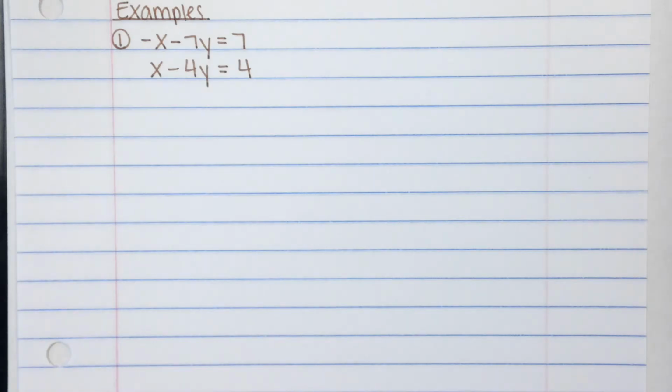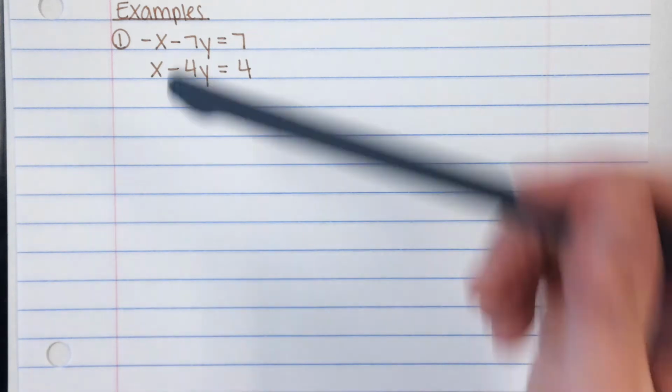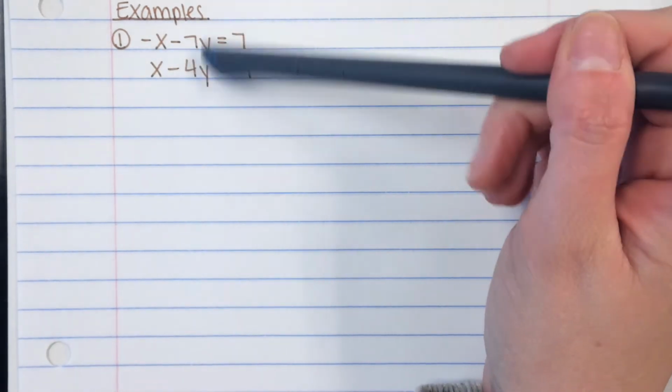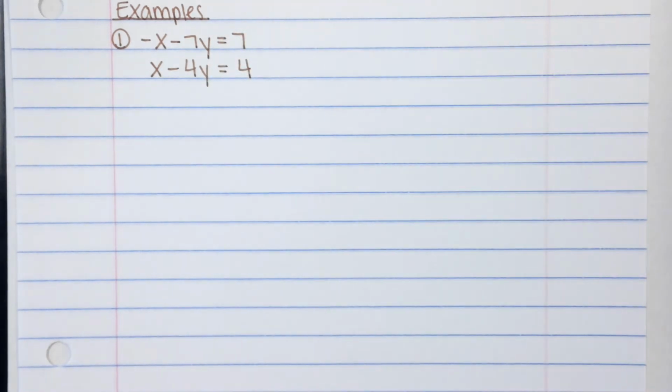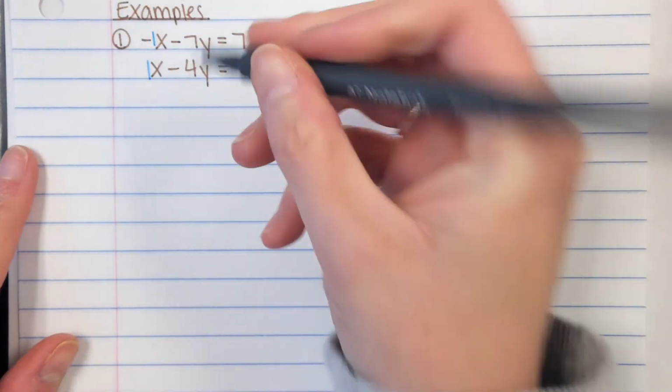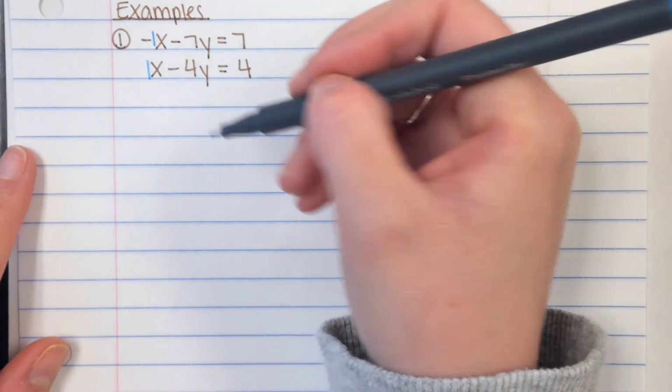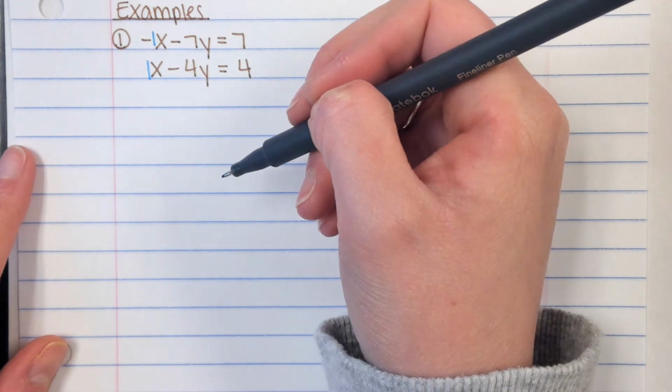Okay, here's example number 1. So first we make sure everything's lined up. Okay, and they are: x's, y's, equal signs, constants. Now, we're looking for a variable with matching coefficients. So the number in front of that variable needs to match. For x, we've got a -1 and a 1, and for y, we have a -7 and a -4. So which variable matches? X.